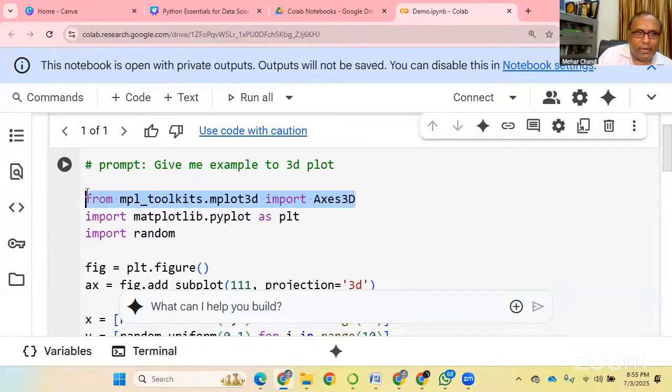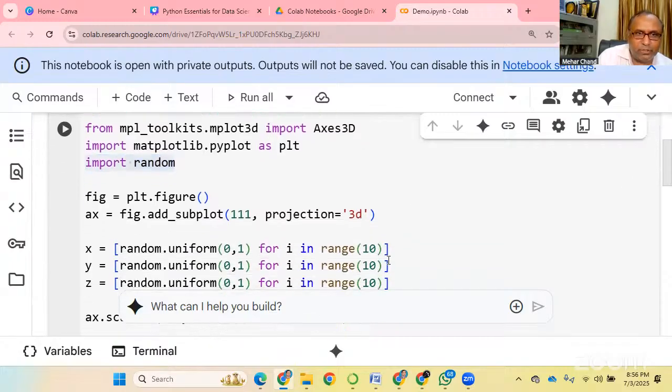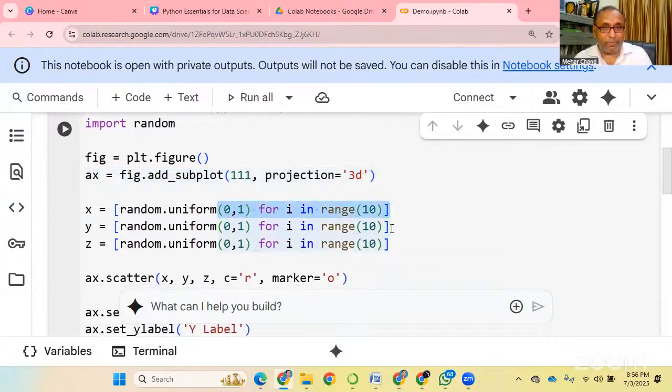This library is required: from mpl_toolkits.mplot3d import Axes3D. Then matplotlib.pyplot as plt is also required, and this library is required to generate random data. Here is plt.figure, then we have the subplot, 111, projection 3D. These are X, Y, and Z. X is one array with 10 points, Y also has random points in the range 10, and Z also is an array with 10 values, all generated randomly and uniformly.